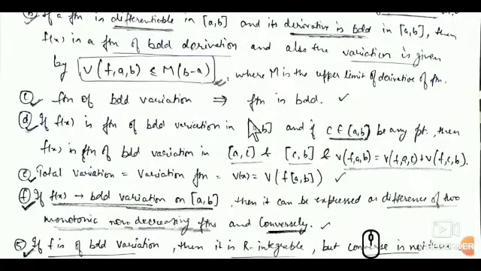And also the variation is given by V(f, a, b) is less than or equal to M into (b minus a), where M is the upper limit of the derivative of the function, and b and a are endpoints of the interval. Now C point is, a function of bounded variation implies that the function is bounded. Then if f(x) is a function of bounded variation in closed interval [a, b], and if c belongs to open interval (a, b) be any point, then f(x) is a function of bounded variation in [a, c] and [c, b].